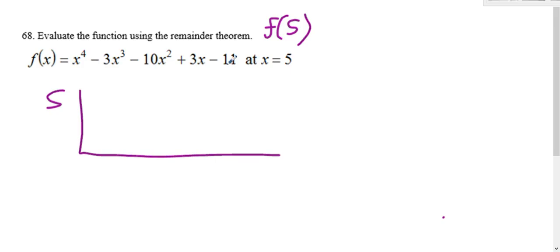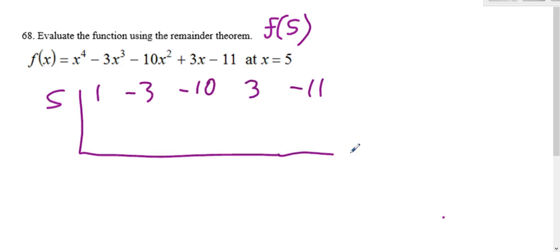Before you write it out, make sure that you're not missing anything that you're going to have to fill in with a 0. So we've got an x to the 4th, an x cubed, x squared, x, and our constant. Nothing is missing, so we're not going to have any zeros. So we can just fill in our coefficients. 1, -3, -10, 3, -11.